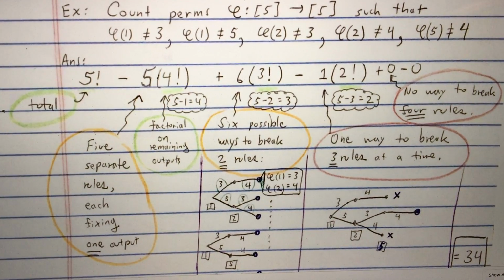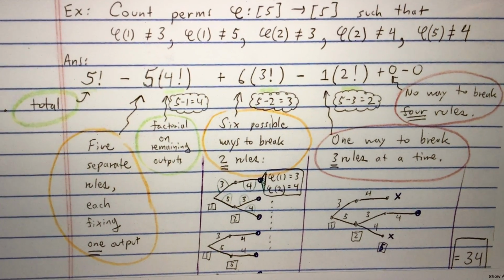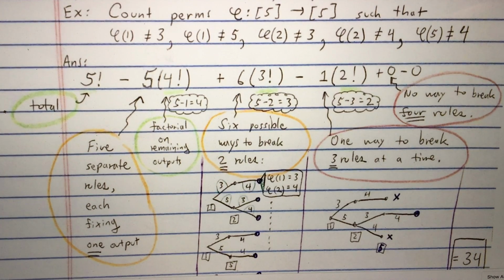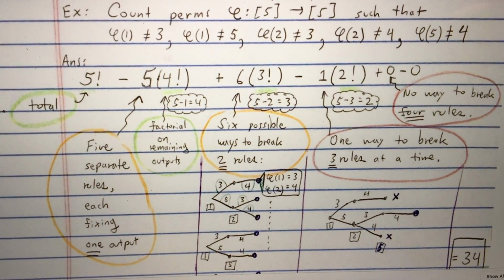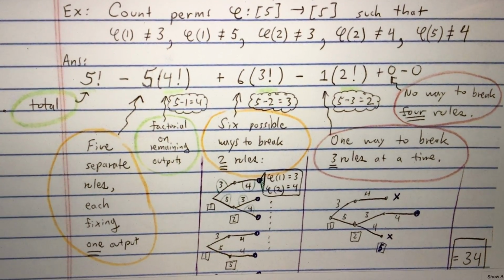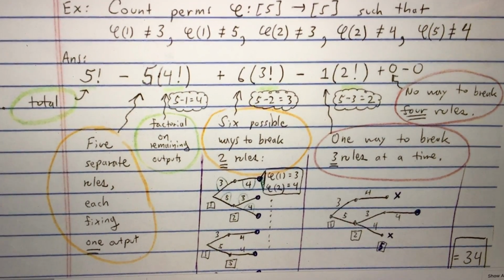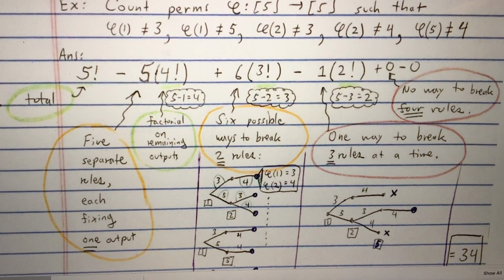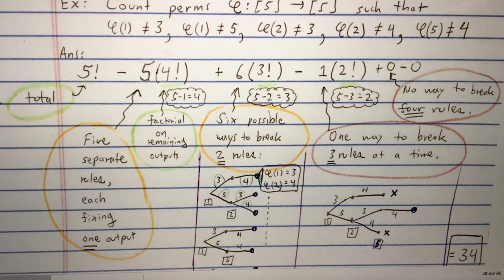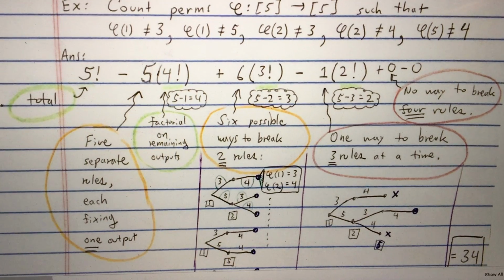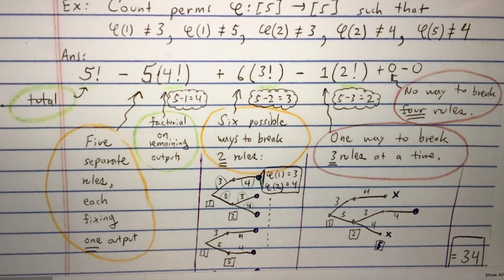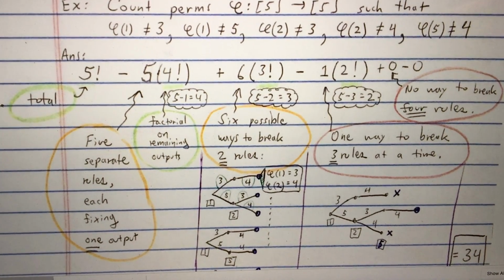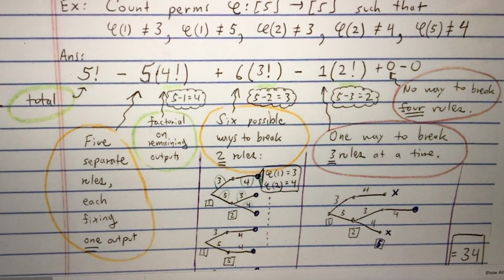I look at my list of 5 rules that I'm supposed to worry about, and there's only 3 inputs. There's phi of 1, phi of 2, and phi of 5 at the end there. So that narrows it down. I only have to consider 2 different inputs at a time. So out of the 3 there, I know there's going to be 3 possibilities. 3 choose 2. So I can try breaking rules with input 1 and 2, input 1 and 5, and input 2 and 5.